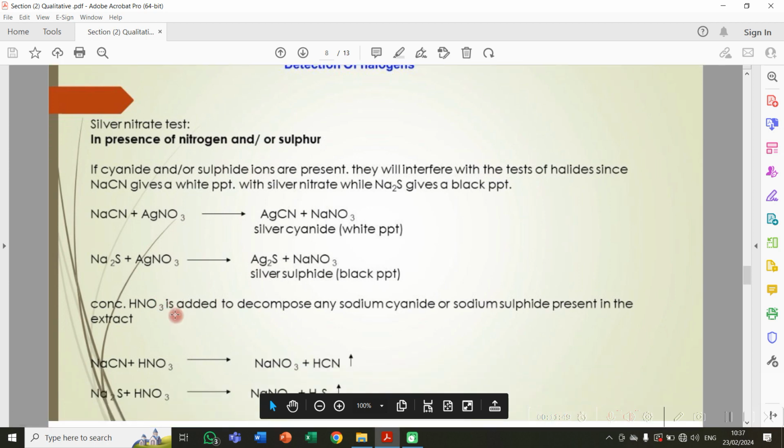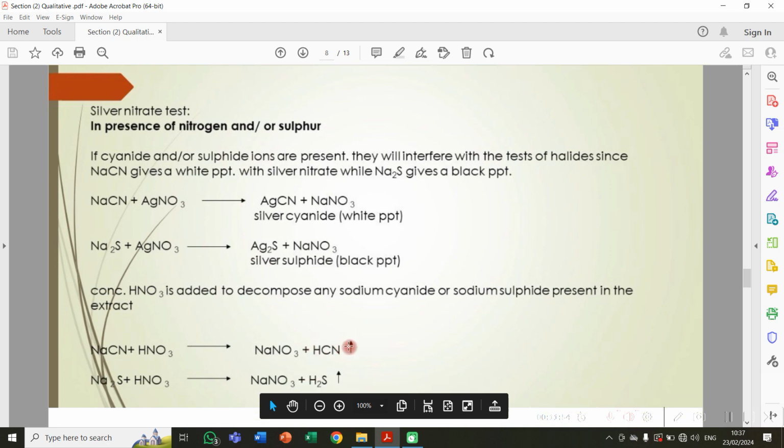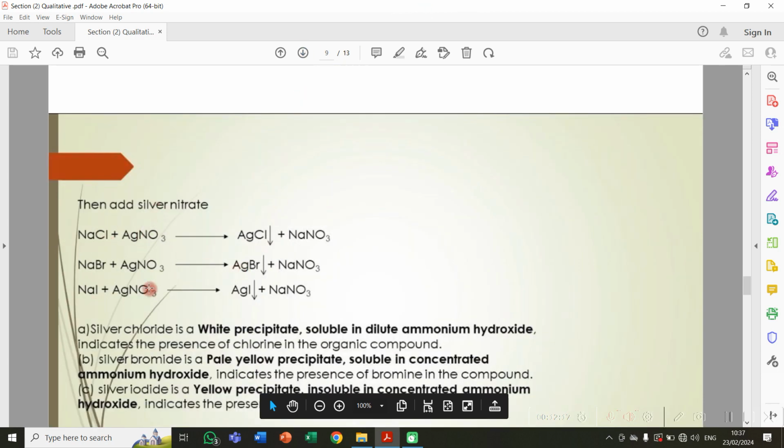If we put concentrated nitric acid, all sodium cyanide will be converted into HCN gas, and the gas will be evaporated. Okay, also if we put conc nitric acid, we react with sodium sulfide, giving us H2S gas, hydrogen sulfide gas, and this gas will be evaporated also. So by putting conc nitric acid, we will get rid of all sodium cyanide and all sodium sulfide. After this, we can put the silver nitrate. Okay, so this is very important.